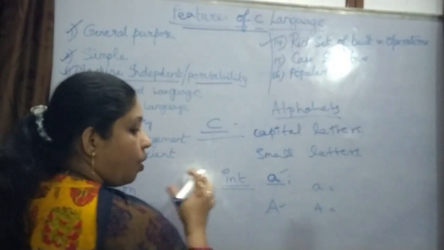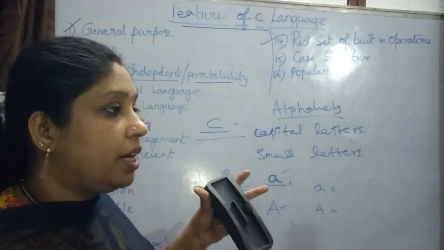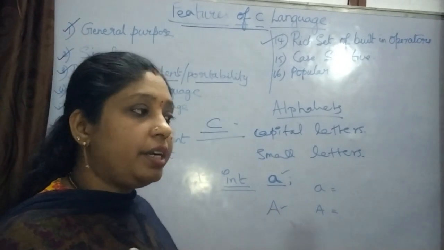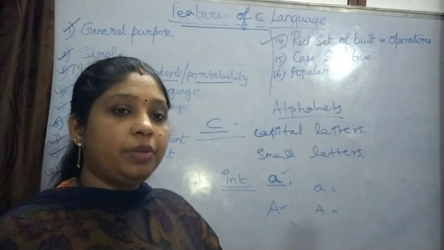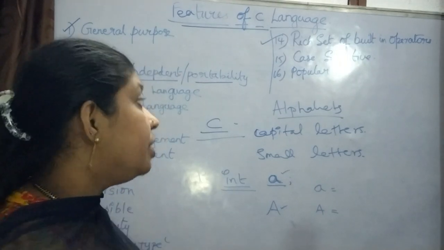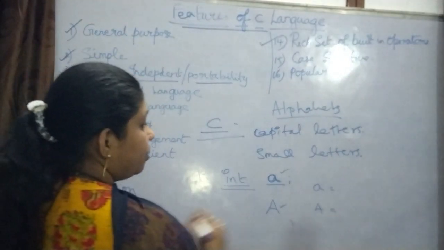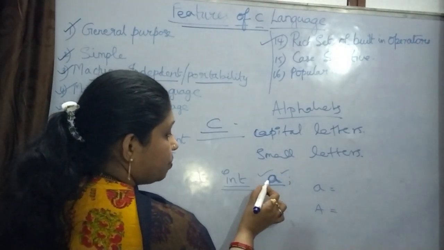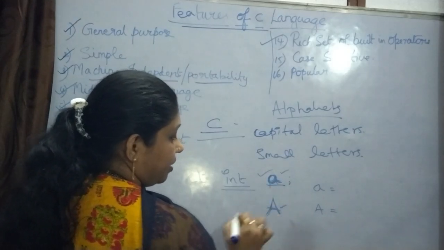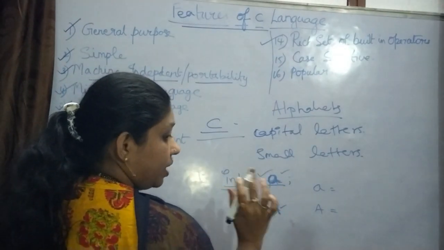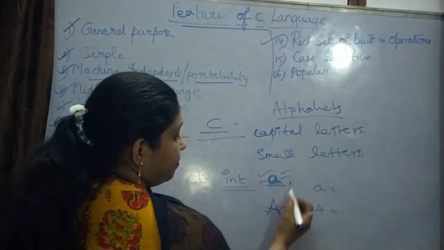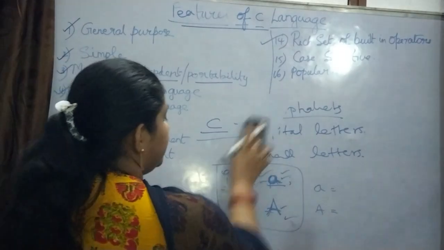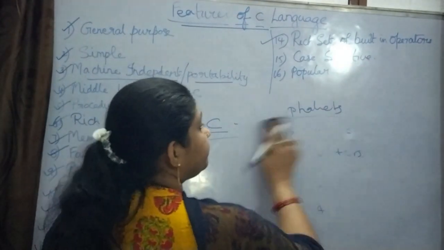Not only this, all the letters from A to Z have different codes. The small letters have different codes, and the capital letters have different codes. So that's why this is called case sensitive. If you are using small letters, you have to use those only. You should not replace the small letter with a capital letter. It's not that we can use them interchangeably; this is different and this is different. So this is the feature of case sensitive.